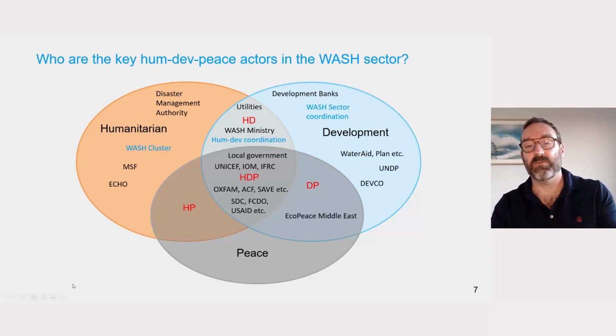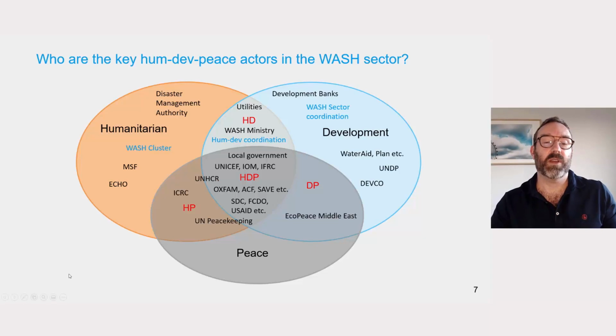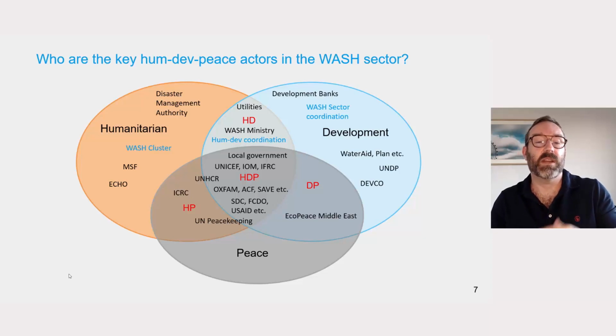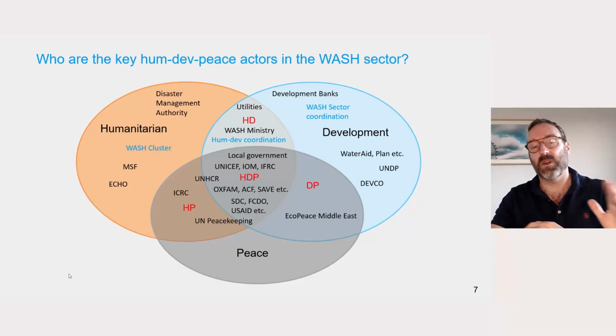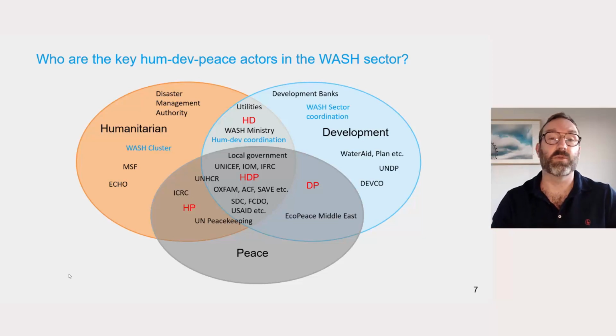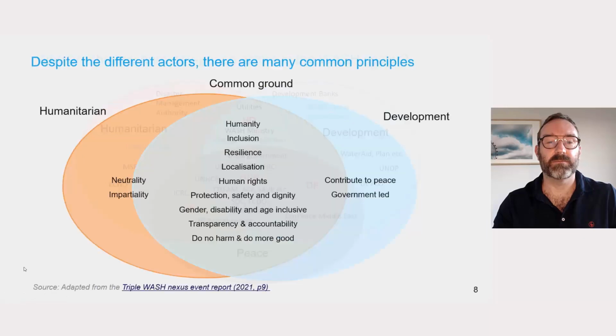Between development and peace, we have NGOs working like ECHO Peace, Middle East, and then working in the more fragile environments where development's not possible, agencies like ICRC, and then UN Peacekeeping and UNHCR, and they are also operating more towards development too, so I've got them straddling the line there.